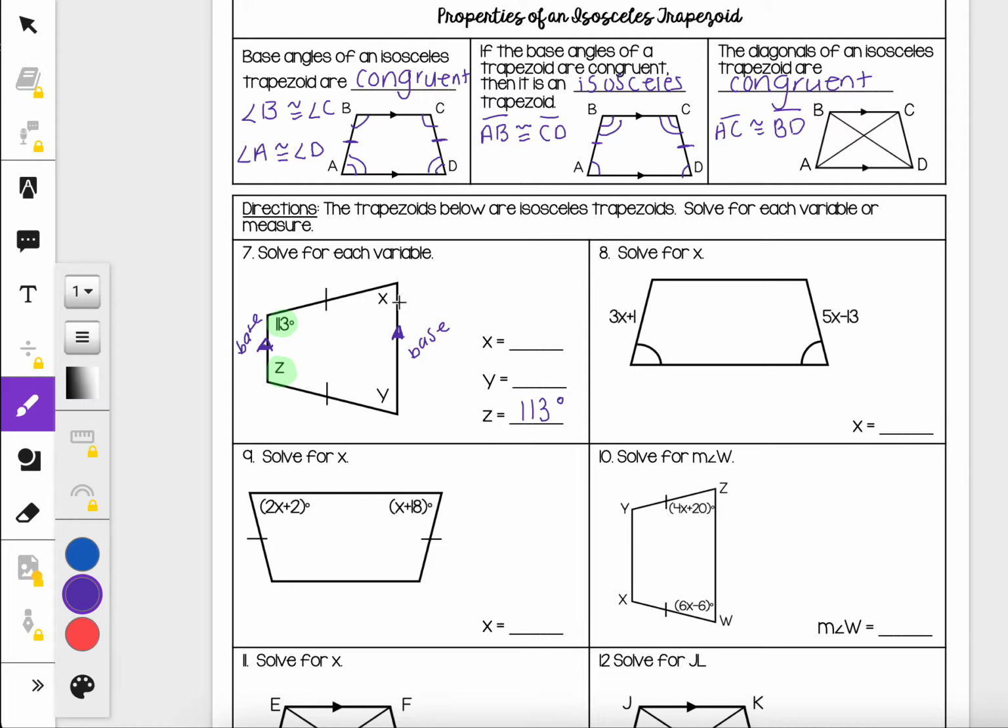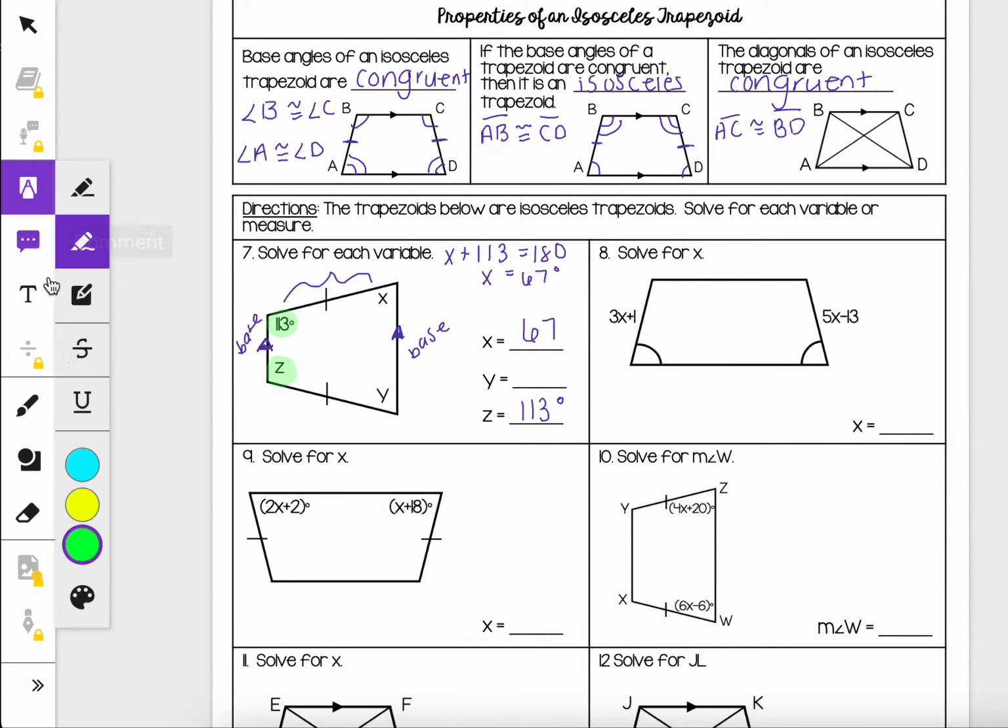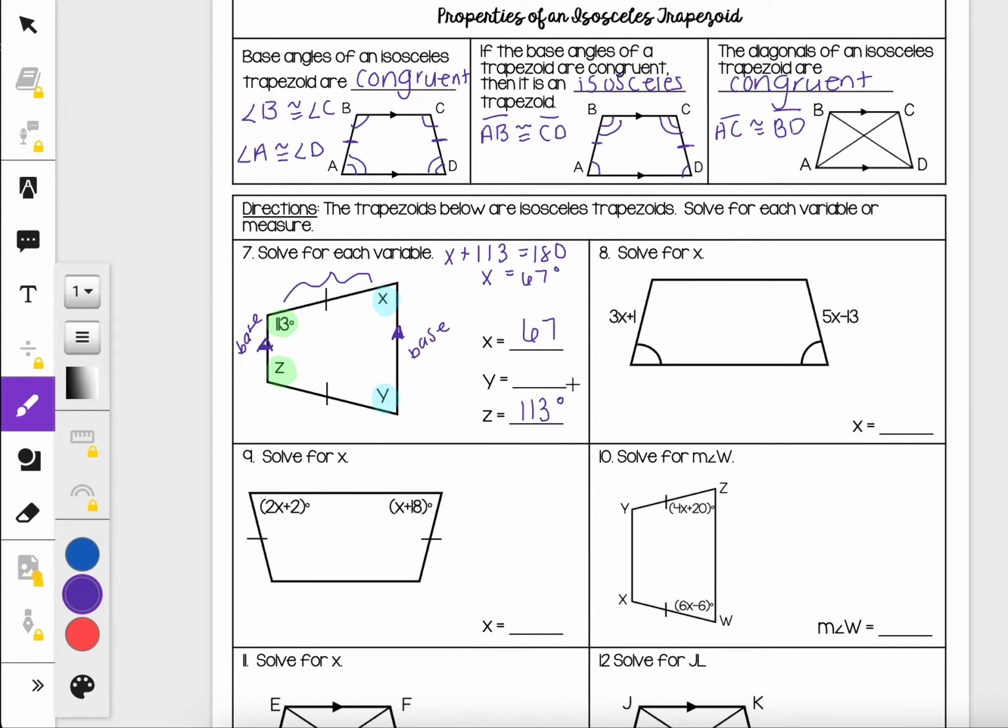Now, if I wanted to solve for x and y, I know that the sum of those two angles has to equal 180. So x plus 113 equals 180. The measure of angle x there is 67 degrees. And again, because I have base angles, x and y are going to be congruent. So y is also going to be 67 degrees.